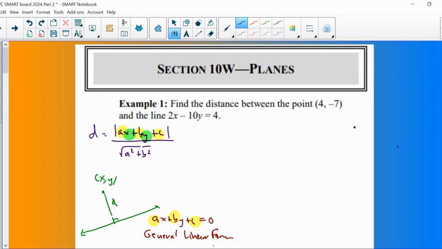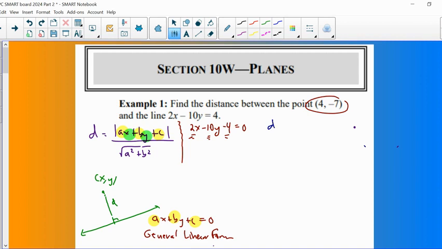The first example says, here's our point, and notice our line is not in general linear form. No worries, we can easily fix that. The first thing I might want to do is write this line as 2x minus 10y minus 4 equals 0. Fantastic. So our a is 2, our b is negative 10, our c is negative 4, and we know the point here is 4 comma negative 7.